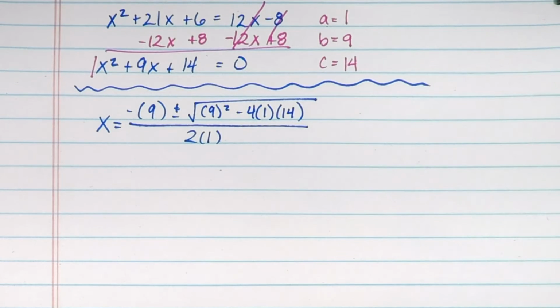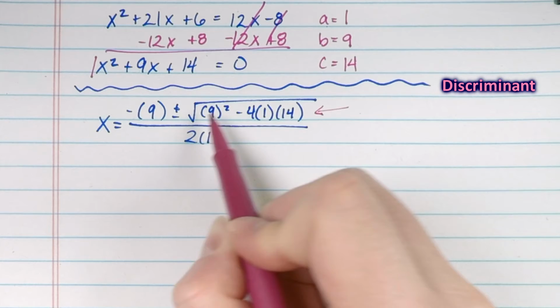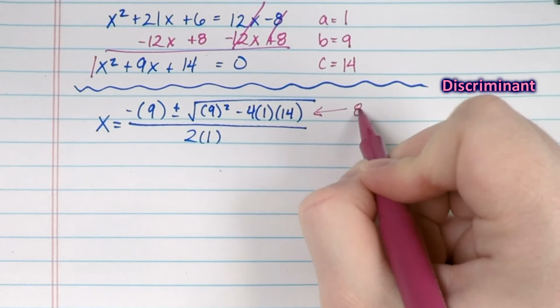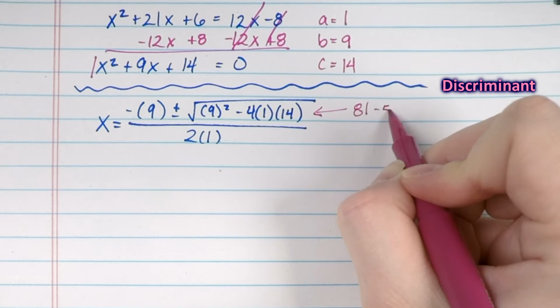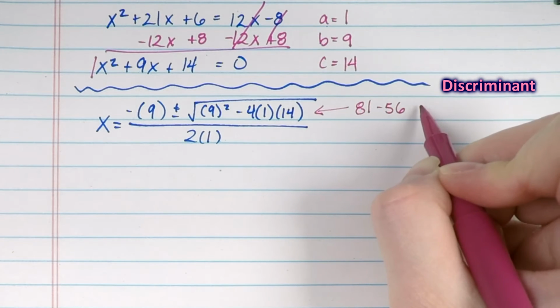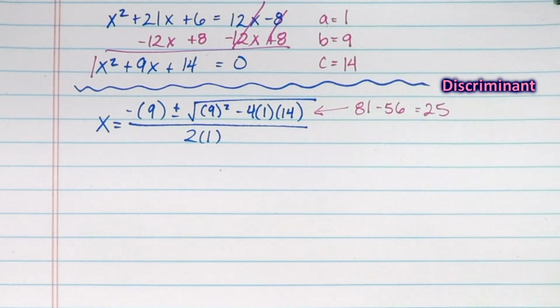And now I'm going to do the part that's under the radical first, this discriminant. So under the square root, I've got 9 squared, which is 81. And then I've got 4 times 14, which will give us 56. And if I subtract 81 minus 56, that gives me 25.